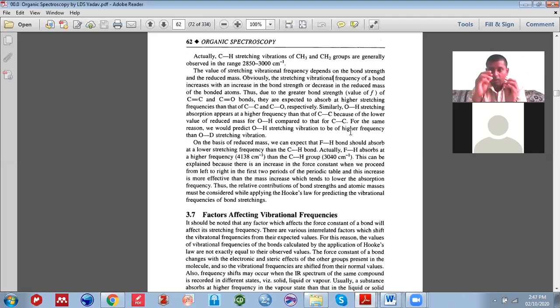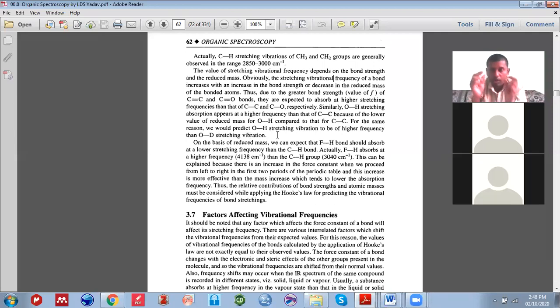OH and OD: OH means in alcohol, and if the alcohol is deuterated, that means OD. In the case of OD, the reduced mass is high. We can predict the OH stretching vibration at a higher frequency than OD. That means in the case of OD, the stretching vibration would be lower. Why lower? Because in OD the reduced mass is high, and when reduced mass is high, the stretching frequency falls.